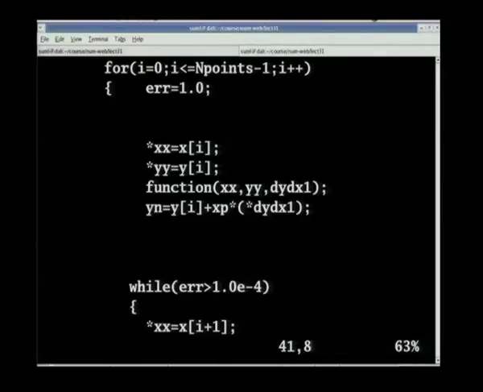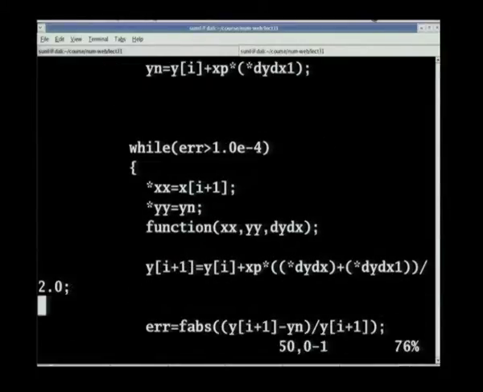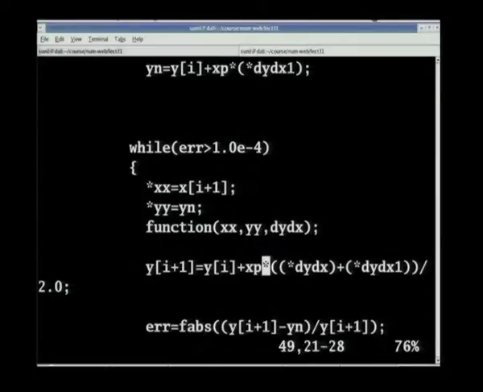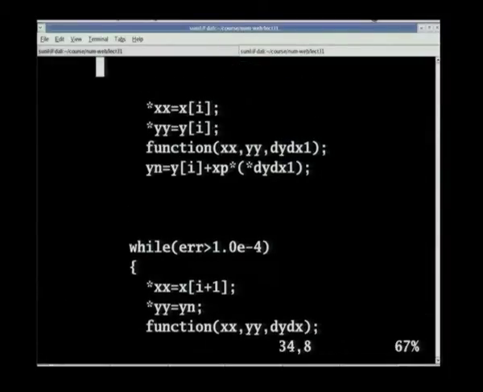Then I now go into the corrector loop. This is my corrector loop. So this has been predicted, and then I go into a corrector loop, and the corrector loop operates till my error is less than 10 to the power of minus 4. That's the scheme here. This is my predictor, so I just predicted the value. The next value yn is equal to yi plus xp times dy dx.